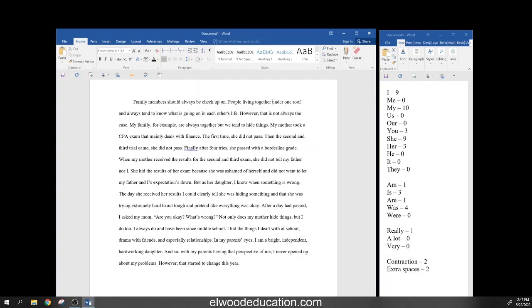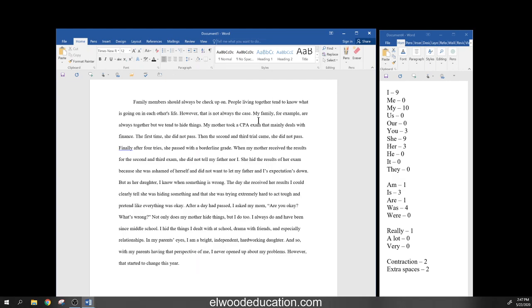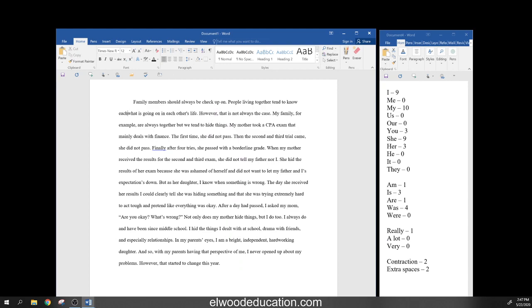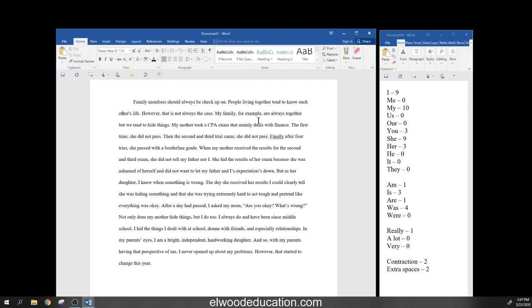We don't have to say under one roof. People living together tend to know each other's life. Then we have, however, that is not always the case. Then we have my family, for example, are always together, but we tend to hide things.